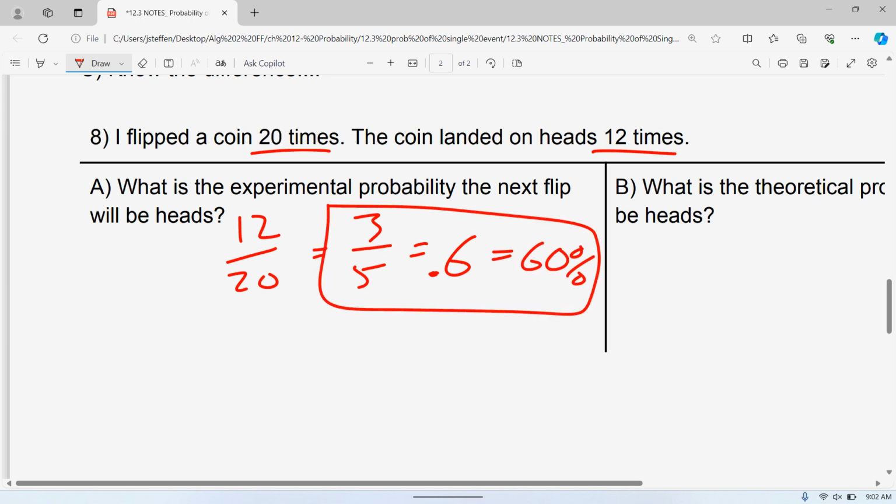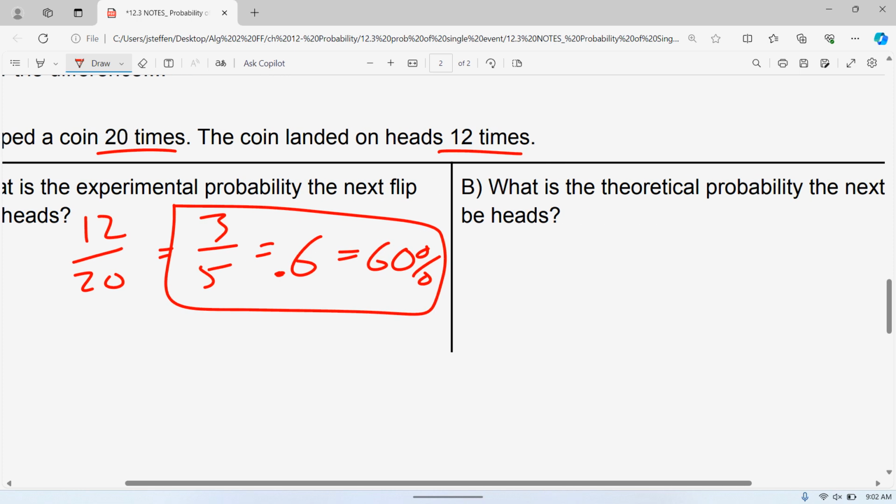What's the theoretical probability of flipping heads? Well, now the theoretical probability, we do not look at the experiment. We forget about the experiment. We just look at the coin. So if you just look at the coin, just like before, there is one side that's heads, that's what we want, over the 2 sides total, which is 0.5 or 50%. We did not look at the experiment, at the data at all.